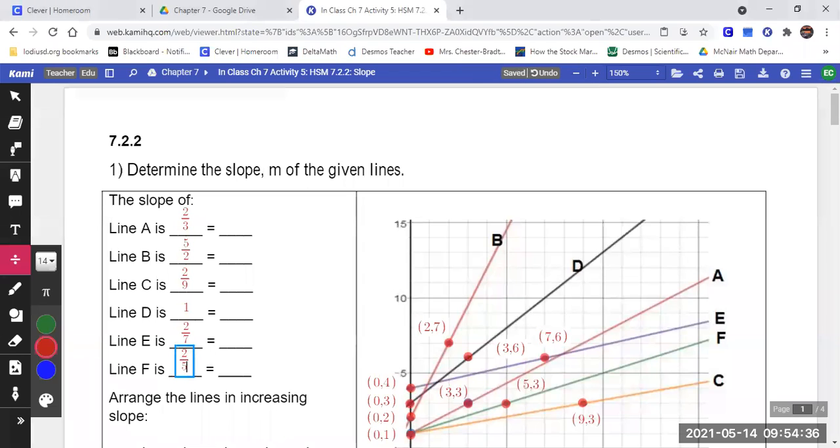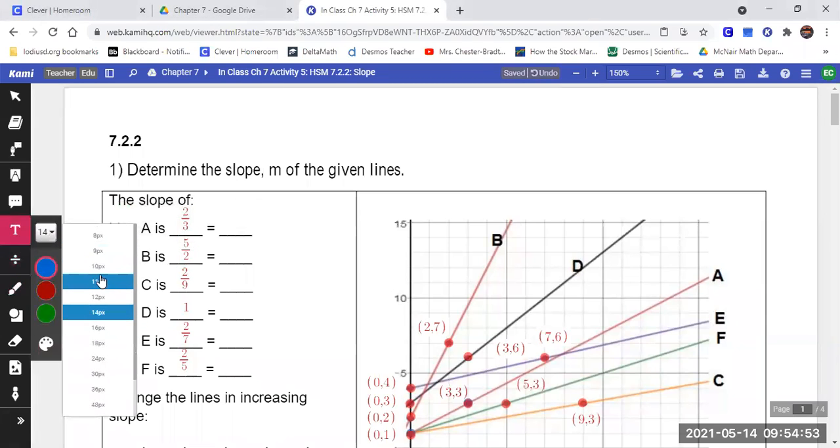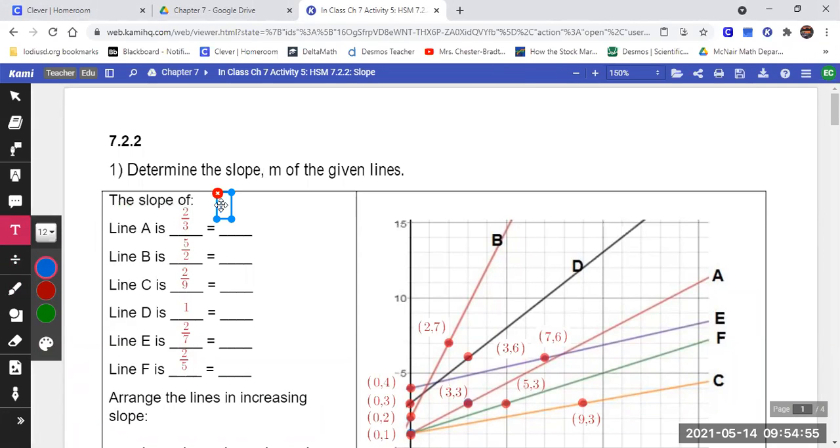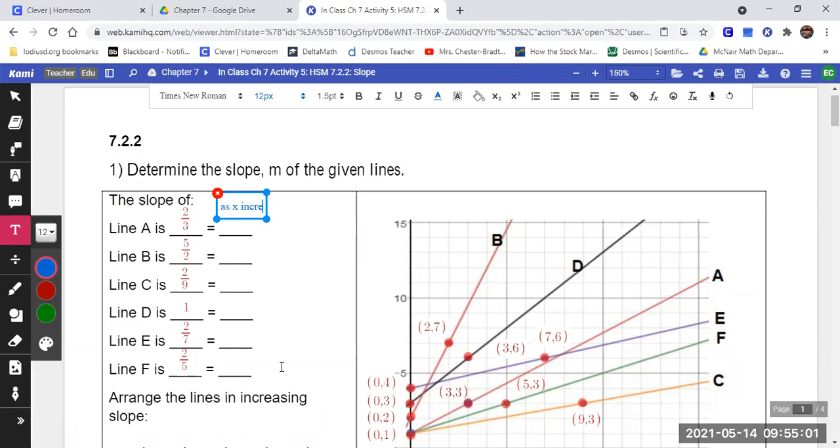Okay. The slope of line A is 2/3. Now we're going to translate to what that means. When I say 2/3, that means, and I'm going to change this down to 12, as X increases by 3, y increases by 2. Okay.